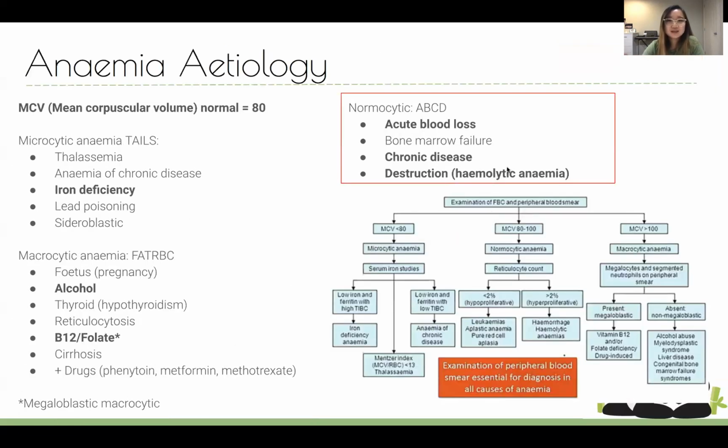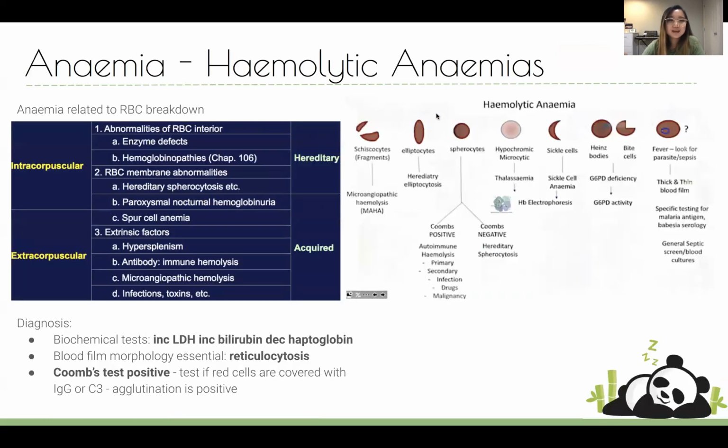Nice. So last one is normocytic anemias. And these are mainly your hemolytic anemias. This is kind of a long list, but I'd say these ones, focus on these ones.